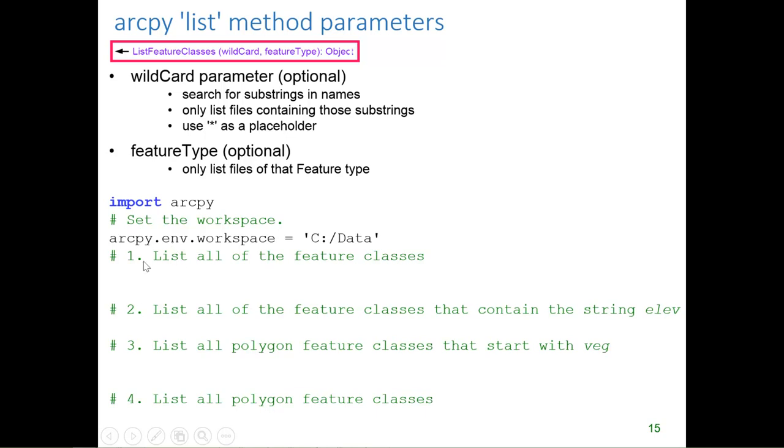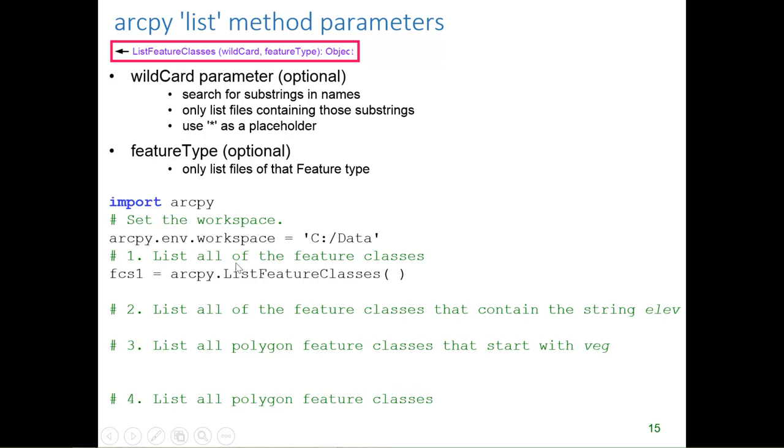If we want to list all of the feature classes in our workspace, well, first of all, we have to set our workspace. And how are we going to list all of the feature classes? Simply use empty parentheses. So our list would be like this.